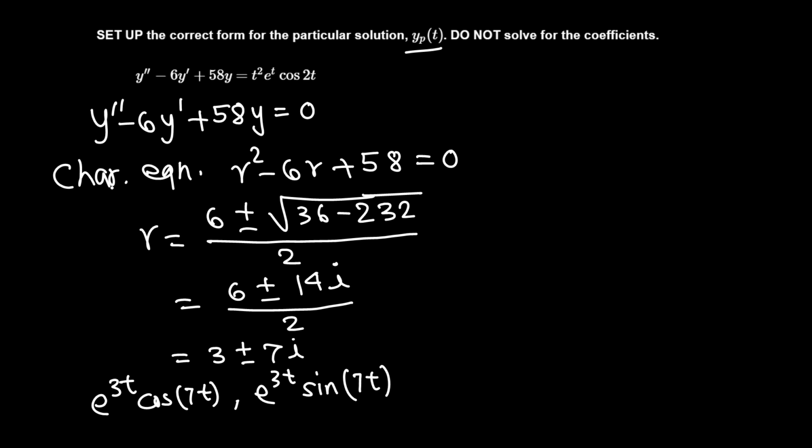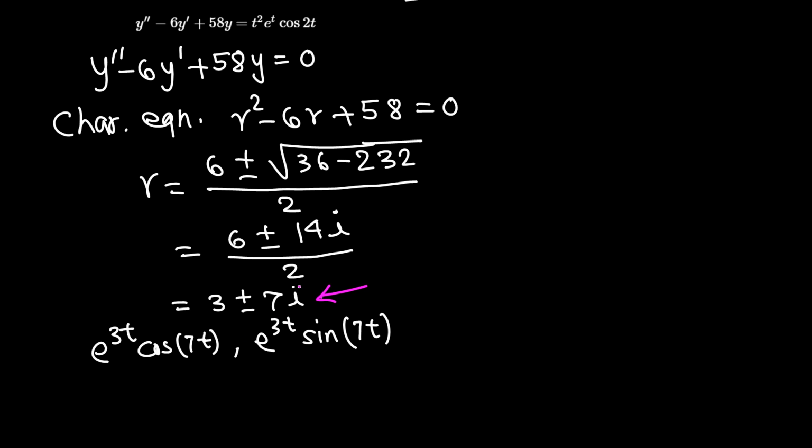We first find the characteristic equation, which is r squared minus 6r plus 58 equals 0. This is a quadratic equation in r, so using the quadratic formula we can solve, and the roots are 3 plus 7i, 3 minus 7i. Based on these complex conjugate roots we have the solutions: e to the 3t cosine 7t, e to the 3t sine 7t. These are two solutions.